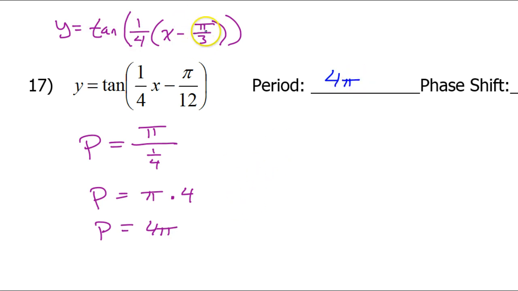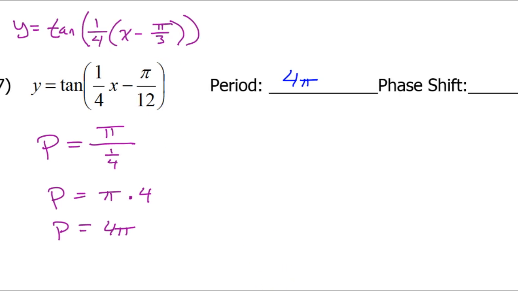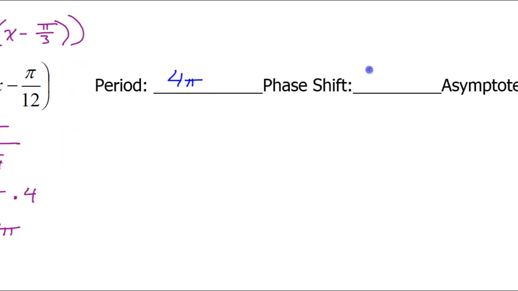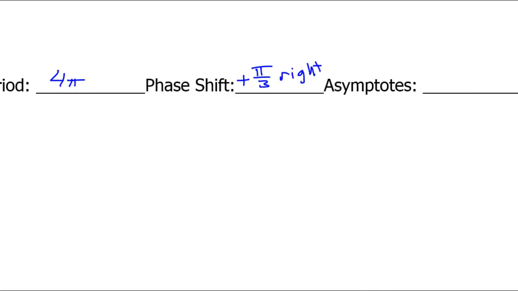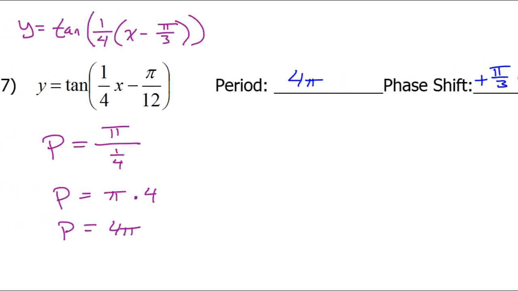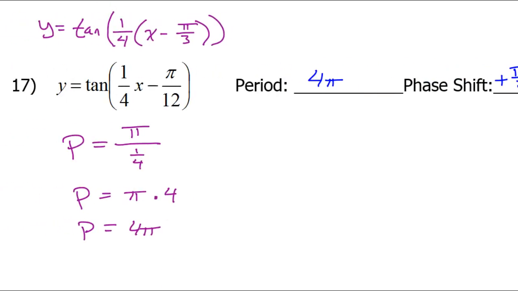Now the phase shift is going to be this right here, the h value, pi over 3. Now this is pi over 3 to the right. Alright, it's the opposite sign from the equation. So it's going to be positive pi over 3. It is to the right. Now tangent has asymptotes. So we'll have to write an equation for all of the asymptotes right there. But we will do that at the end after we graph.